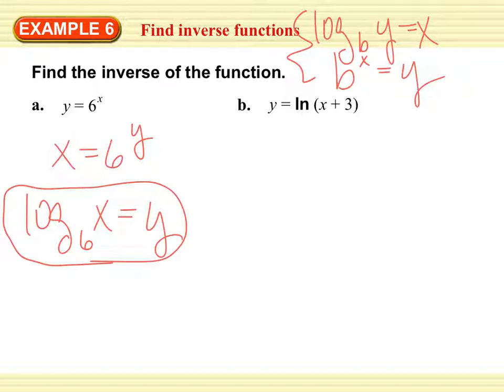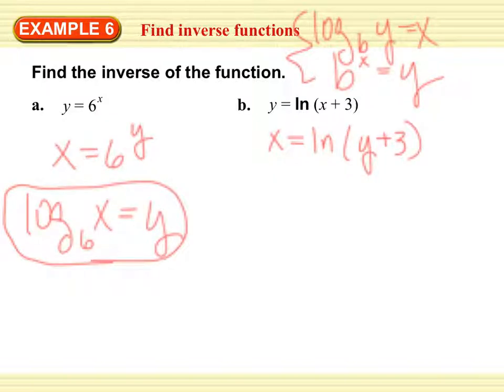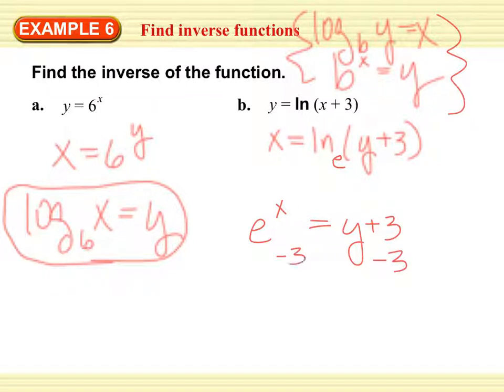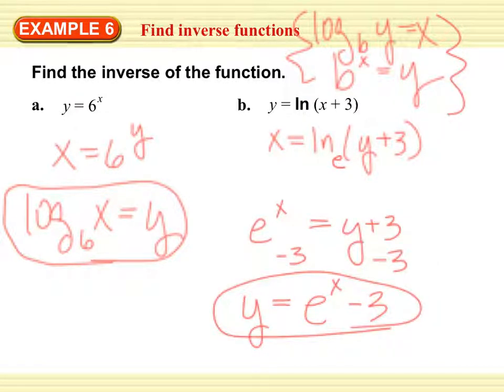Same thing here. Let's switch our variables. x equals natural log of y plus 3. Going back up here to this form, remember this is base e. I can say e to the x equals y plus 3. Subtract 3 from both sides. y equals e to the x minus 3. That one was a tad bit tricky, wasn't it?